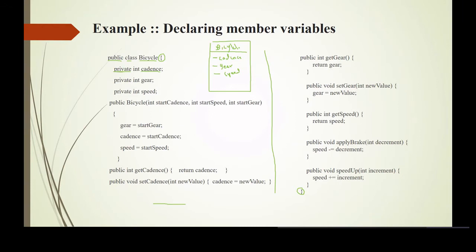So we put the access modifier as private. This is the first part. Then we put the type, and after that the name of the variable. The same thing with the other variables. So these variables are private. If they are private, we're doing encapsulation.